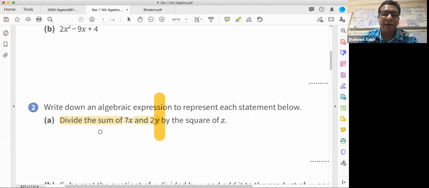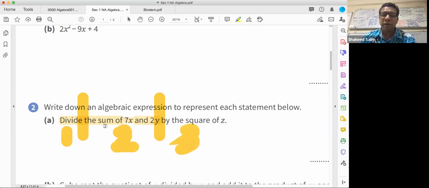So they say divide the sum. Okay, there's 3 parts here. We divide into 3 parts, okay? They're giving you an instruction to divide. This is one instruction. Then they talk about the sum. And then they talk about the square.